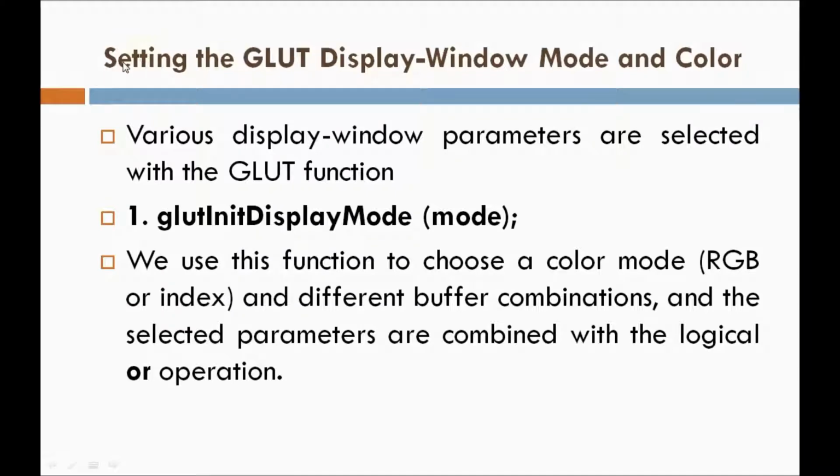Now here I am going to explain the functions for setting the GLUT display window mode and the color. Various display window parameters are selected with the GLUT function. Here my image needs to be displayed, so what is the mode? Here we have RGB mode and index mode. RGB mode means whatever color you use to display your image will be a mixture of these three colors: red, green and blue.